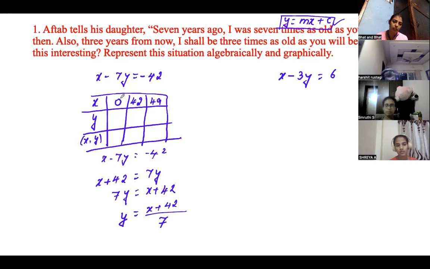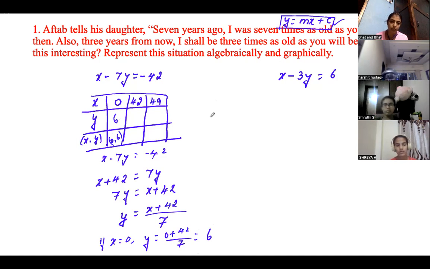Now we will put the values for x. First value I am taking is x is equal to 0, then 42 and 49. First, if x is equal to 0, then what happens to y? y will be equal to 0 plus 42 divided by 7. So this will be equal to 6. Correct? So what will be our coordinates? 0, 6. These are the coordinate points for the first value of x.